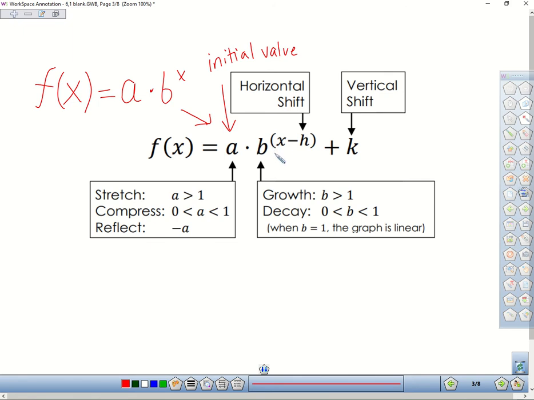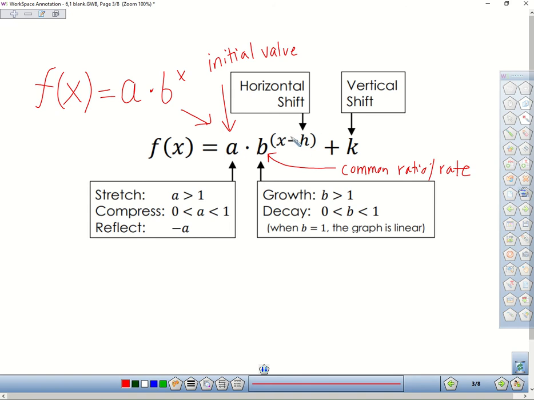And your b, anybody have an idea on what b is similar to? Your common ratio or rate. So that's how it corresponds to a geometric sequence. It has similar properties to that, only we're looking at it in terms of a function instead.